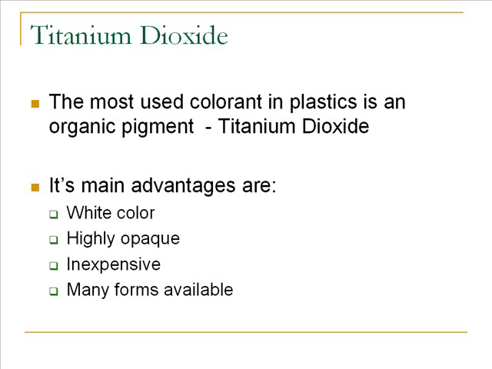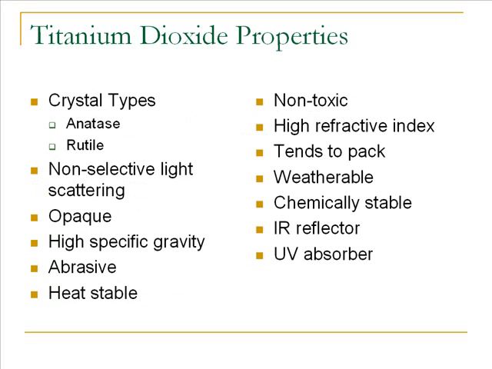Properties, there's 2 types of crystals, anatase and rutile. We generally use rutile in plastics. Non-selective light scattering, which means it scatters all wavelengths of light the same. That's what gives its white color. Opaque, heavy, so it has a high specific gravity. Very abrasive when you run it through your equipment. Heat stable, non-toxic. It's actually used in food applications. High refractive index, tends to clump up and pack together if you have it in bags. Weatherable, chemically stable, it's an IR reflector and a UV absorber.